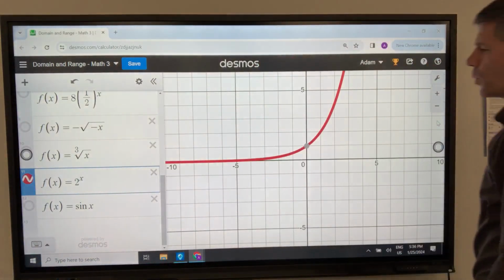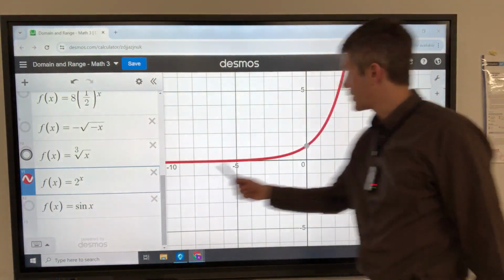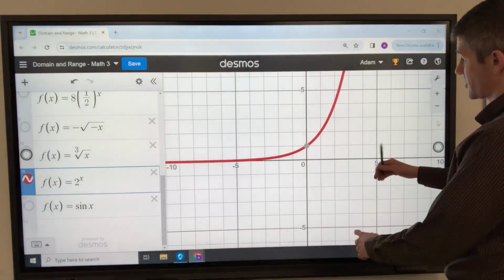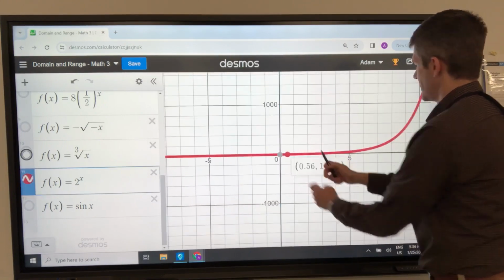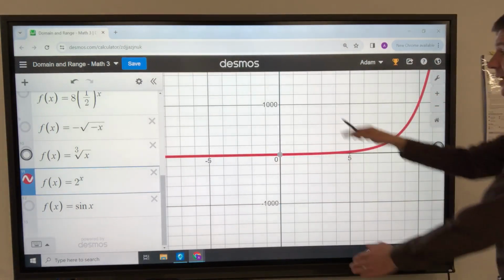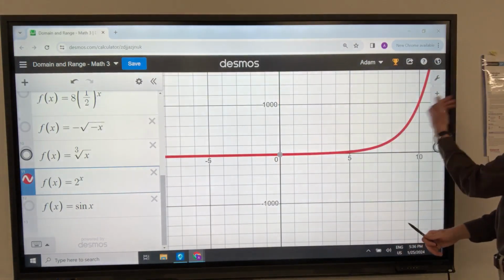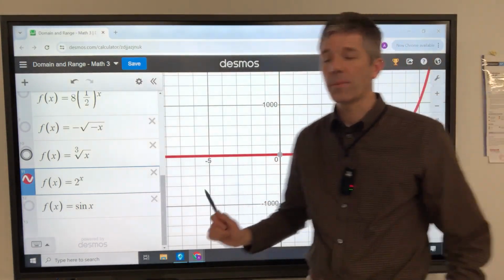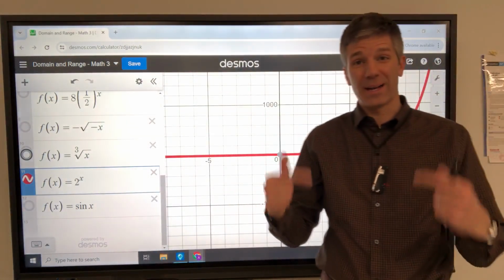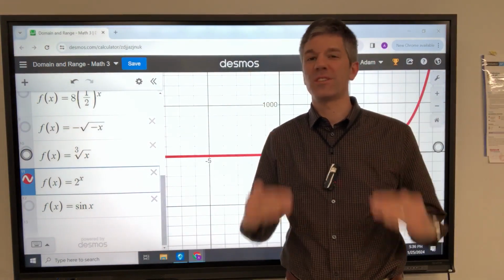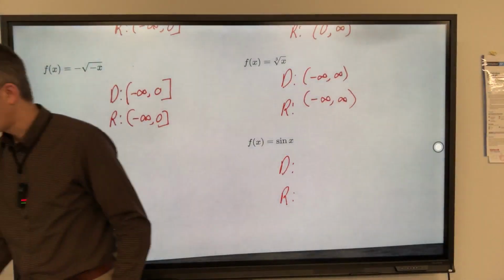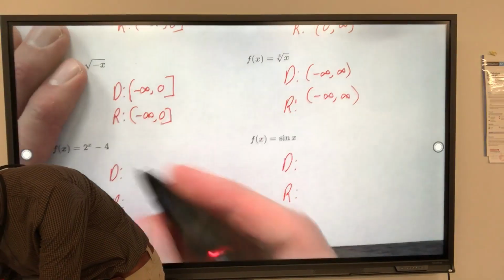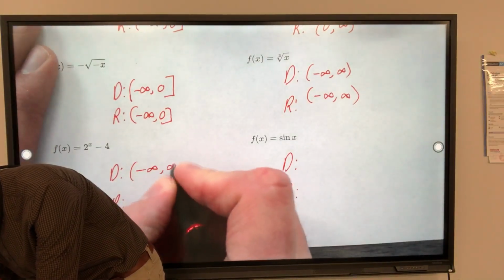2 to the x. What's the domain? Negative infinity to about here? No, actually. Negative infinity to positive infinity. I could keep smushing this thing and it would just keep going over to the right. Negative infinity to positive infinity. Now I know I took out that -4. That -4 is going to shift this whole thing down. So hold that thought. Let's do domain first. That vertical shift is not going to affect the domain. Negative infinity to positive infinity.